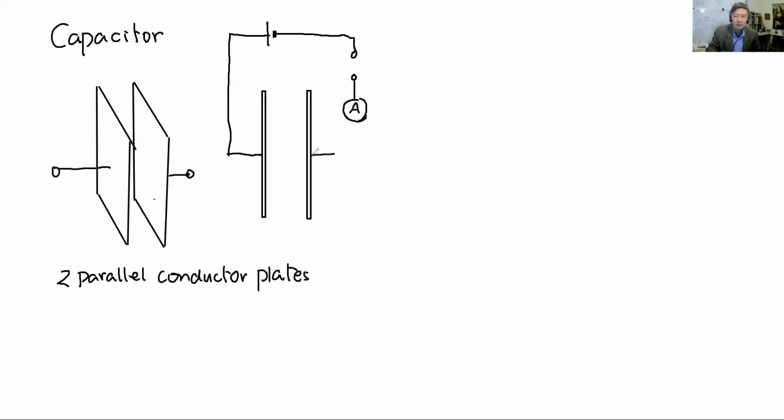Now imagine what would happen if you switch it on. Once you switch it on, because originally this is neutral, the electron will go this way. And of course, that's what you call the current going that way, because current is the direction the positive charge moves. So the current will go this way.